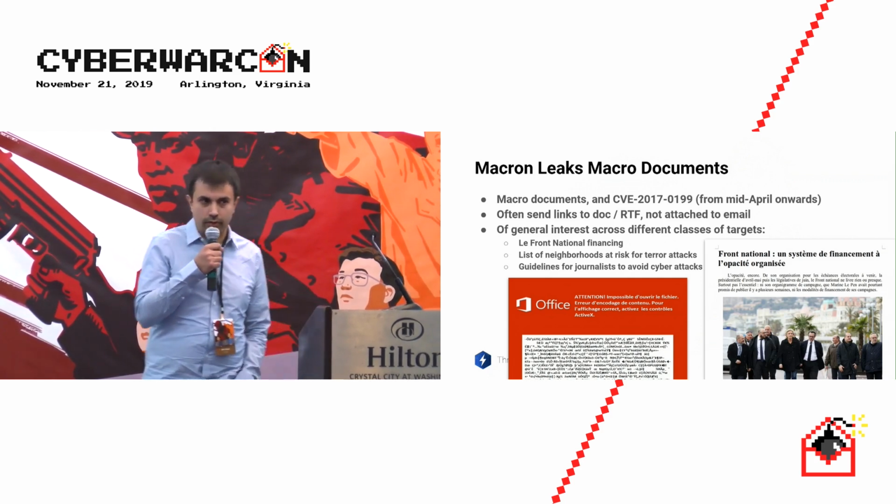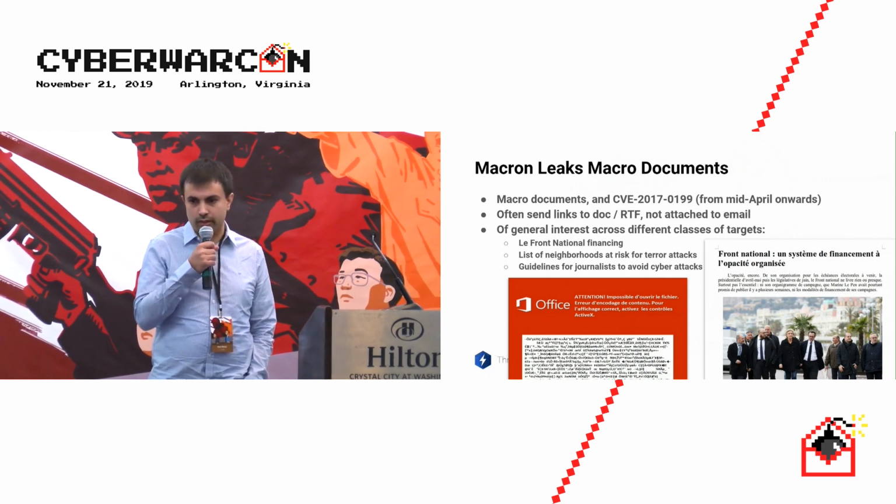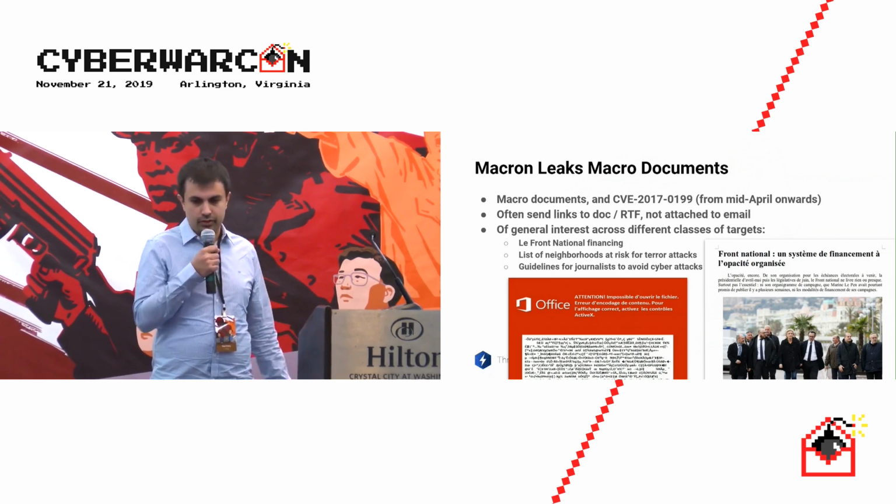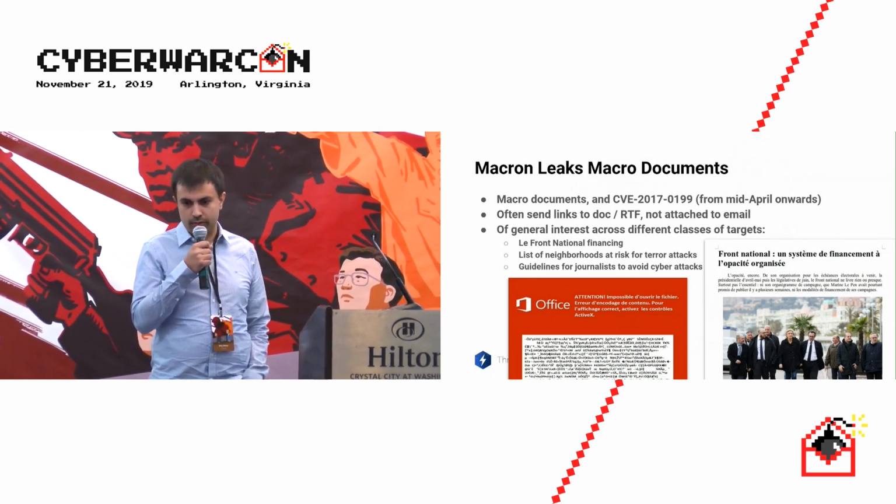Also, they were one of the earliest testers and adopters of CVE-2017-0199, which was an Office vulnerability that basically allowed you to include and run remote code. No memory corruption, it just worked. And so this took off like wildfire around this time as well, and they were some of the earliest testers of that.